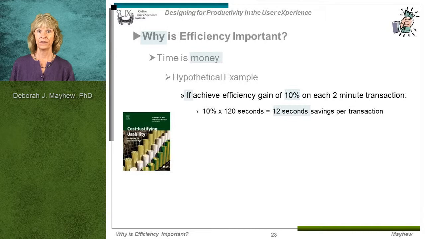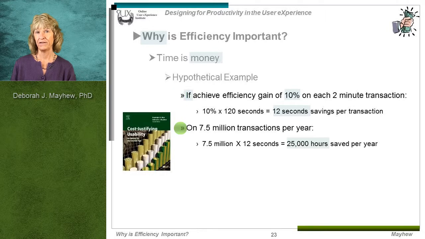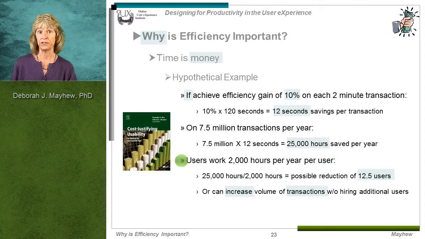Now, let's imagine that in a planned redesign of the software tools used by these service reps, supported by the design guidelines and evaluation techniques we will be learning in this course, we could reduce the time it takes to process each transaction by 10% or 12 seconds. Saving 12 seconds on each of 7.5 million transactions adds up to a savings of 25,000 hours of support rep time per year. And given that reps work 2,000 hours in a year, this time savings is the equivalent of 12.5 full-time reps.